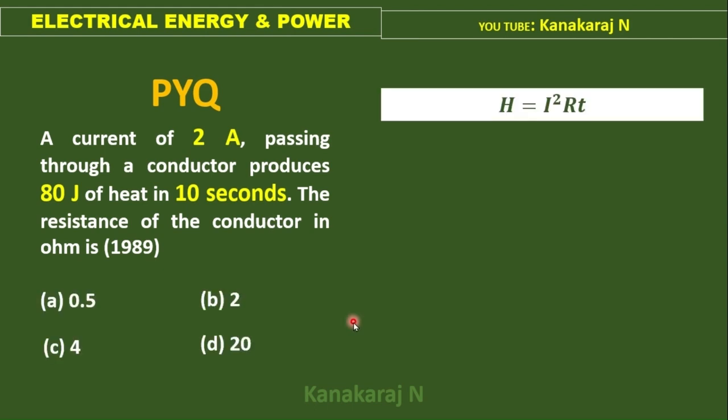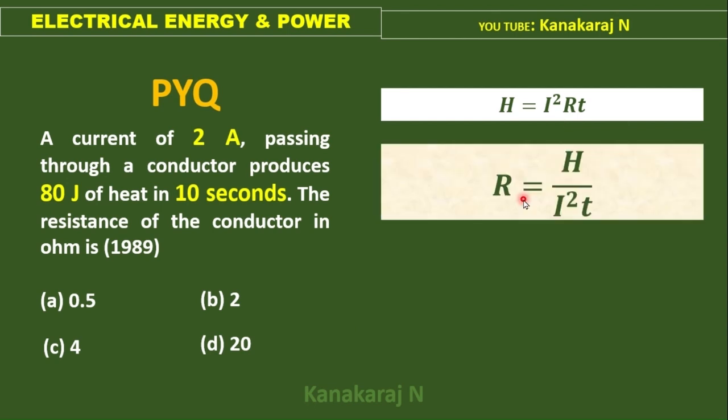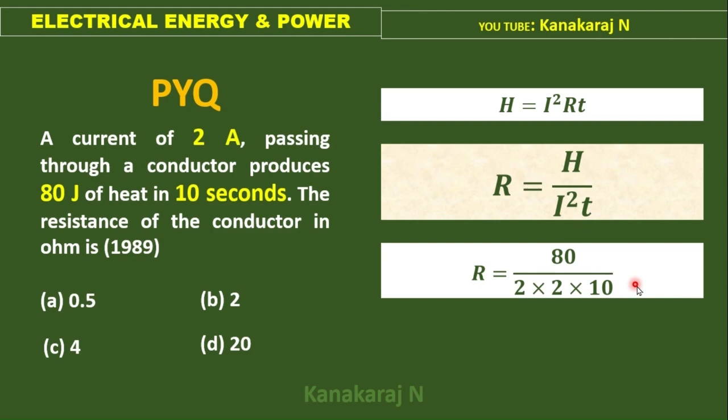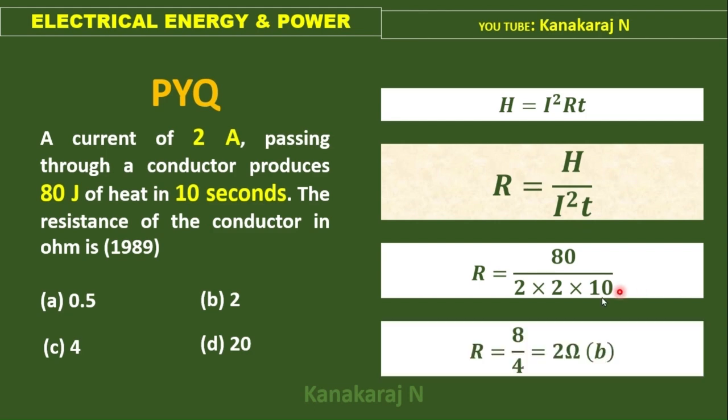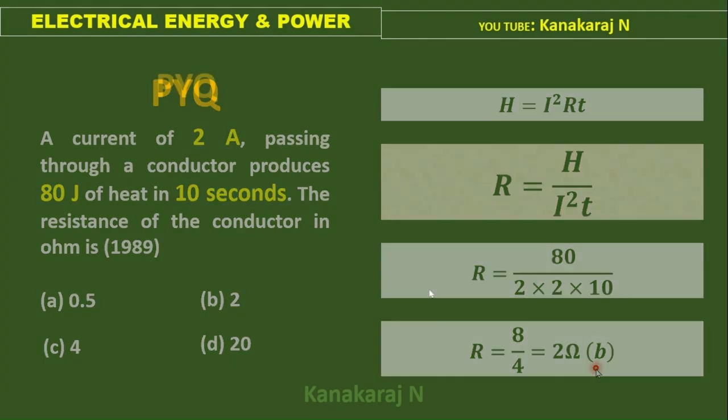So let us start with the formula H equals I square RT. So R equals H upon I square T. Let us substitute H as 80 joule, I as 2 ampere, T as 10 seconds. So on simplifying this, we get 8 upon 4 equals 2 ohms. So option B is correct.